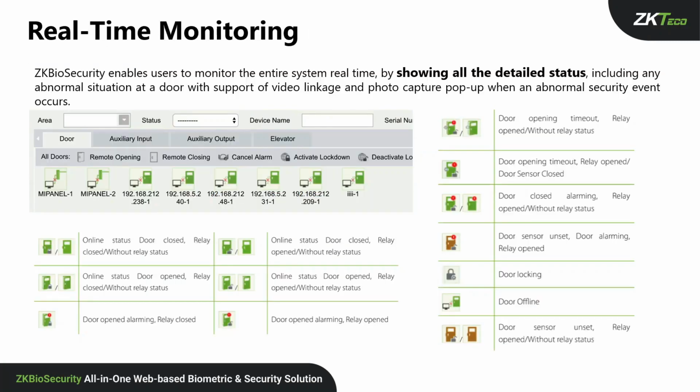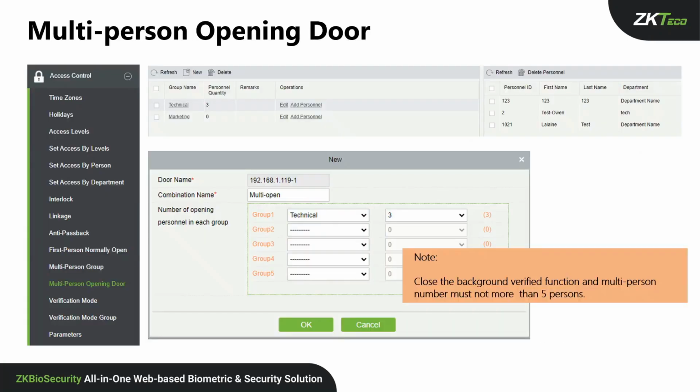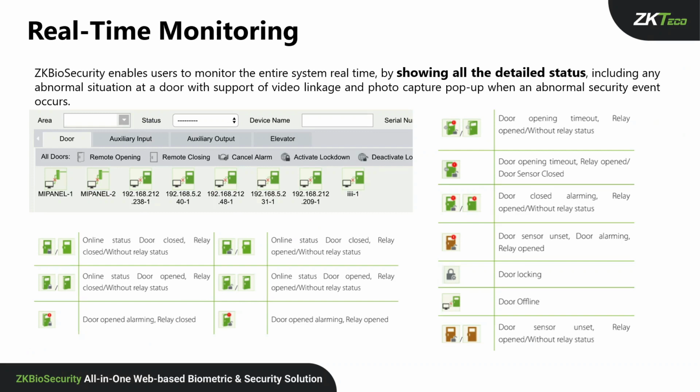For multi-person opening, multi-person means in one restricted room, for example in a bank, on one door, at least 2 to 3 persons should be verified before you can open the door. The maximum of this option is 5 persons. This is the real-time monitoring, and it will show the status, what the door status is in our real-time monitoring.